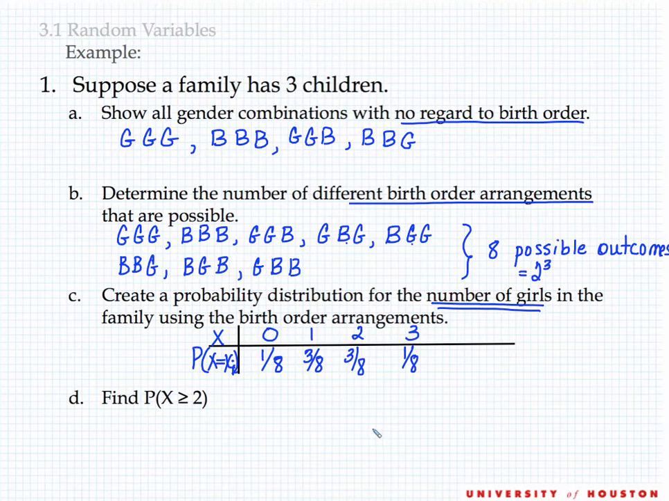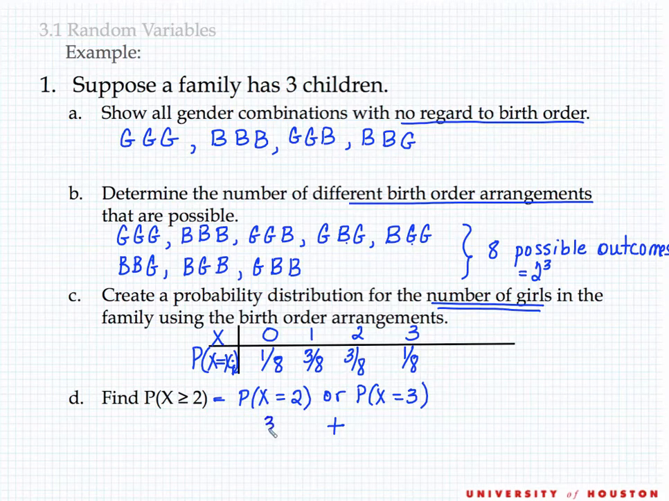And once we've organized our random variable into a probability distribution like this, we can answer probability questions such as part D. Find the probability that x is greater than or equal to 2. Pay close attention with these discrete random variables about whether or not we have the or equal to symbol. So what this means in our situation is that we have either 2 girls or we will have 3 girls. Now, since we can't have both 2 and 3 girls, we'll find these probabilities by adding.